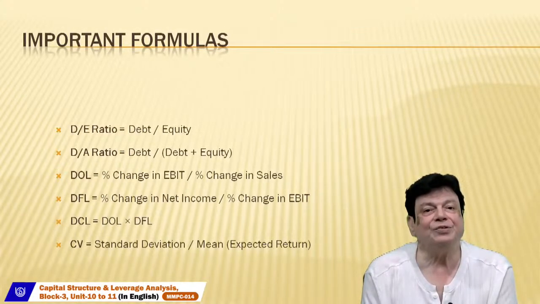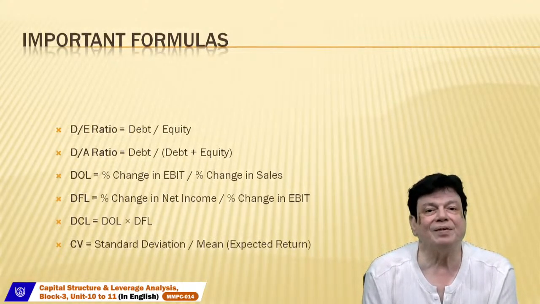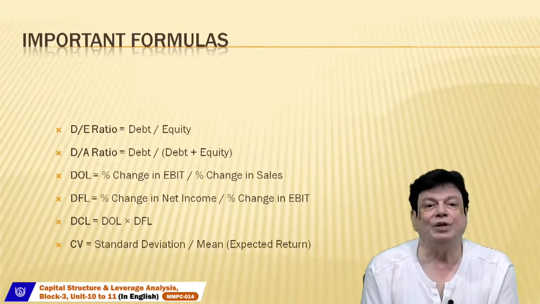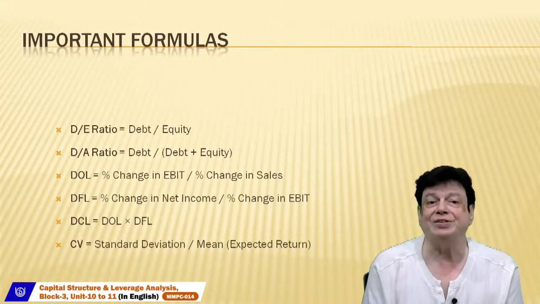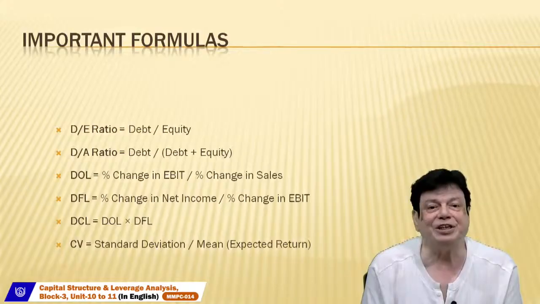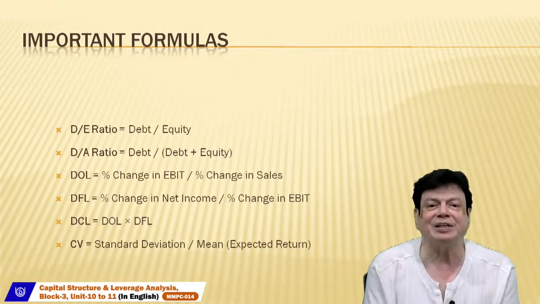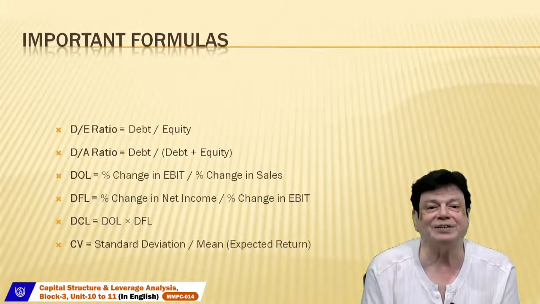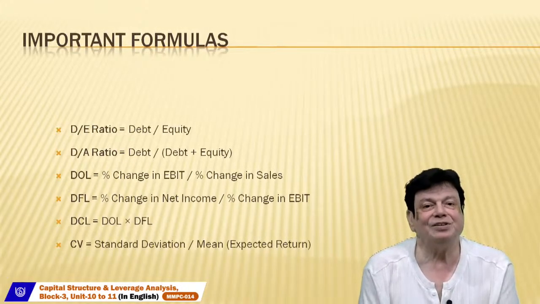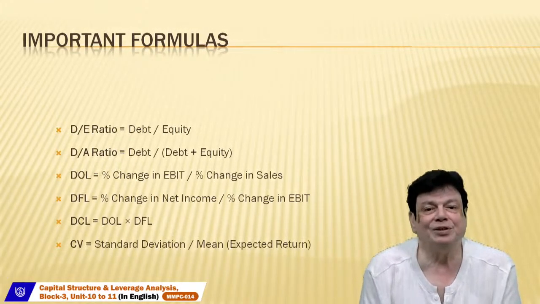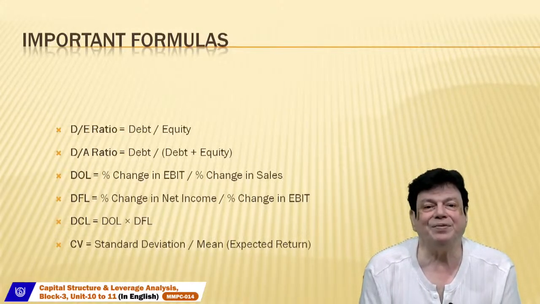Now, I have listed formulas here. Debt equity ratio is equal to debt divided by equity. Debt to assets ratio is equal to debt divided by debt plus equity. DOL is equal to percentage change in EBIT divided by percentage change in sales. DFL is equal to percentage change in net income divided by percentage change in earnings before interest and tax. DCL is equal to DOL multiplied by DFL. CV stands for standard deviation divided by mean.